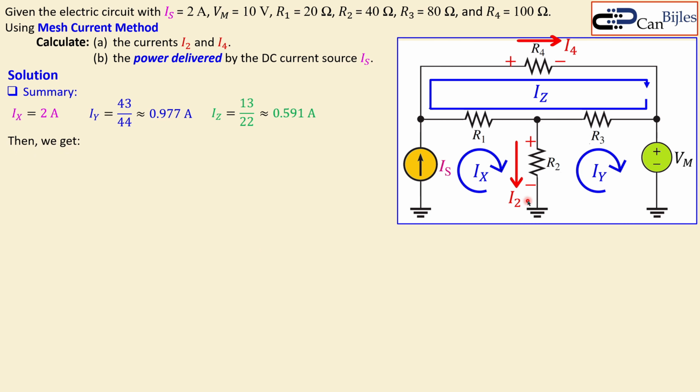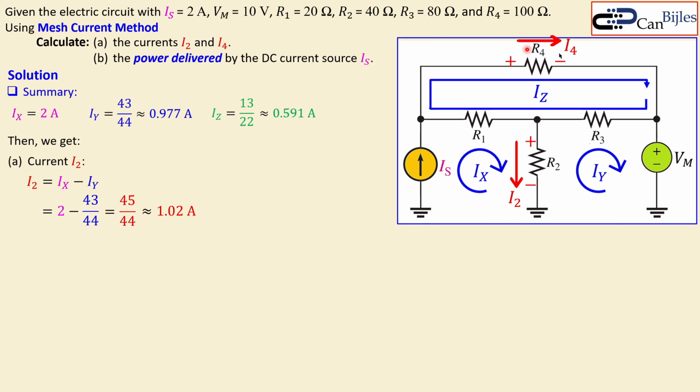The I2 means actually it is Ix minus Iy. Look at the orientation, it goes actually in this direction. Ix is flowing in the same direction as I2, but Iy is flowing in the opposite direction. That means the following: for current I2, I need to say Ix minus Iy, which is then 2 minus this exact value, 43 over 44. That will give you 45 over 44 approximately, which is 1.02 amps. That's for current I2.